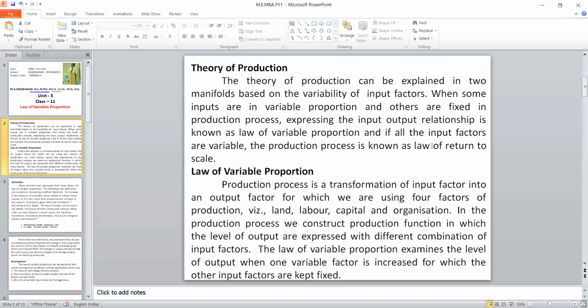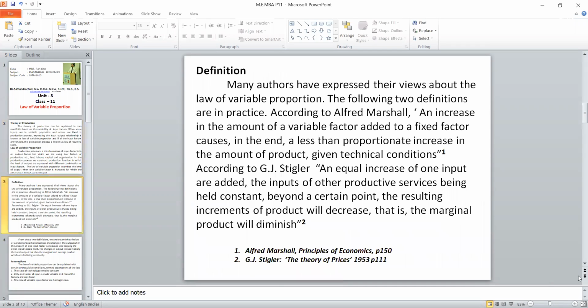First of all, understand one thing. Any production or any manufacturing undergo a input-output relation. That input consists of four factors. That is land, labor, capital, organization. But in this particular thing, we are going to treat only one input as a variable, and other three will be treated as constant. Then how that relation impacts that particular output level, we used to call it as law of variable proportion. Now we will go for the definition.